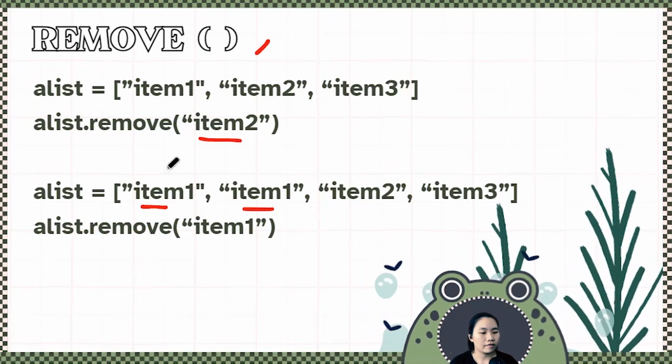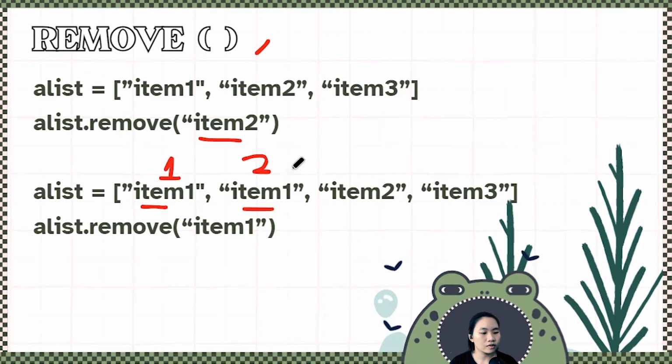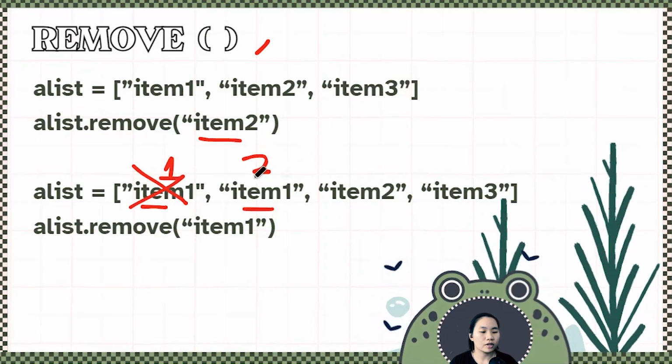So let's say I have two of the same values. Remove will only remove the first one. It will leave this one alone.